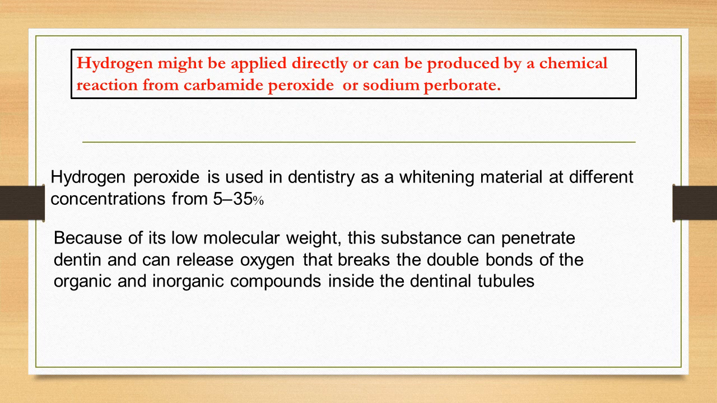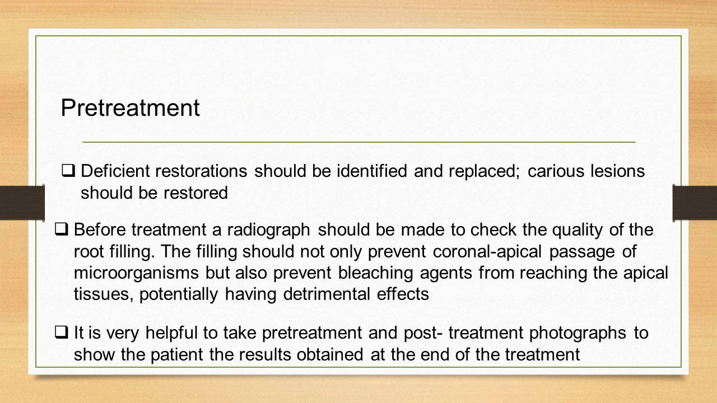Hydrogen peroxide is used in dentistry to bleach at a variable concentration from 5 to 35%. It's effective. Why is this material important? Because it has a very low molecular weight and can penetrate the dentinal tubules and the tooth structure, break down there, releasing oxygen, and bleach the tooth.